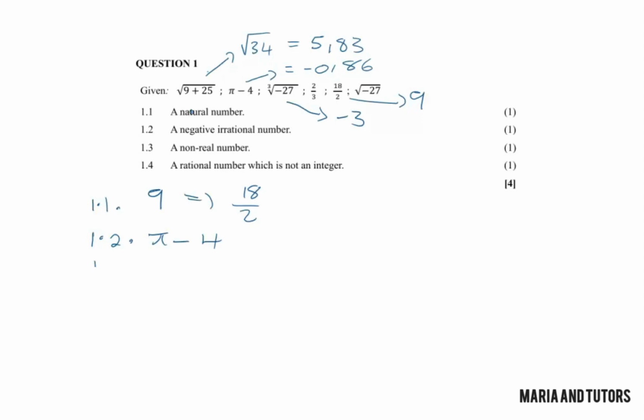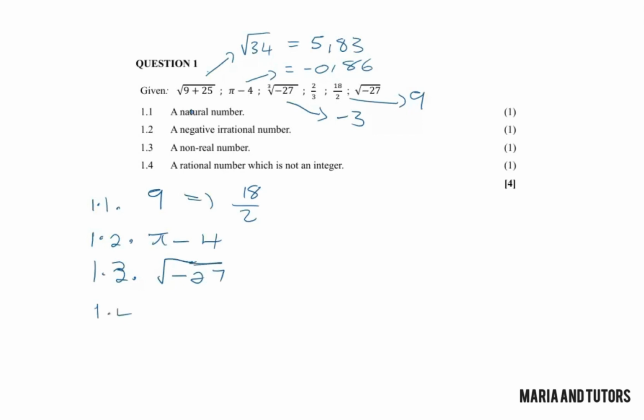Okay, question 1.3, identify a non-real number. So don't forget, non-real numbers are numbers that do not exist. The square root of any negative number is non-real. So whenever you see the square root of a negative number, just know that that number is undefined. It is non-real. So the answer for question 1.3 is the square root of negative 27.